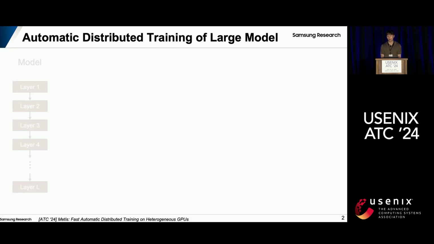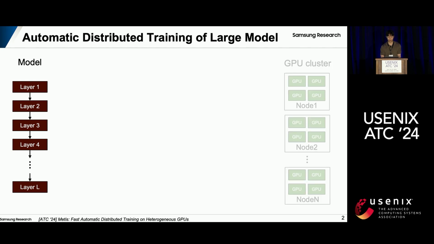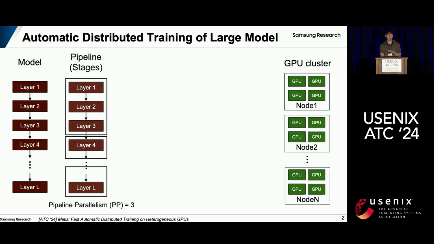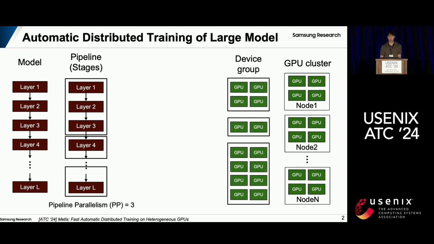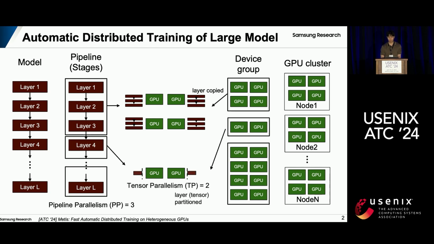Nowadays, the size of the learning model has increased up to billions of parameters. So it is inevitable to train the model across hundreds or thousands of GPUs. So for parallelization, the model is pipelined with multiple stages, where the number of stages represents the degree of pipeline parallelism. Then multiple GPUs are grouped as a device group, and each device group is allocated to each stage to execute the layers. And the layers within a stage can be copied across GPUs within a device group, or can be partitioned with tensor parallelism.